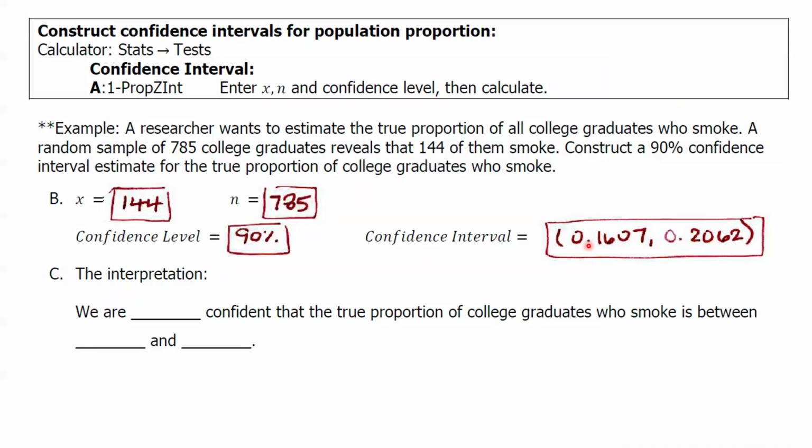All right. So what is our interpretation? Well, we are 90% confident that the true proportion of college students who smoke is between 0.1607 and 0.2062.